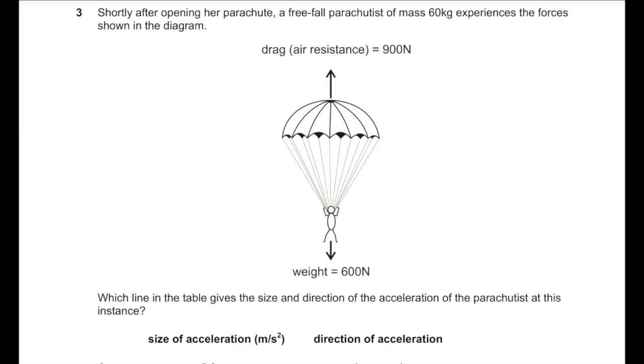Question number 3. Shortly after opening her parachute, a freefall parachutist of mass 60 kilograms experiences the forces shown in the diagram. Drag/air resistance is equal to 900 newtons and the weight is 600 newtons. Which line in the table gives the size and direction of the acceleration of the parachutist at this instance?